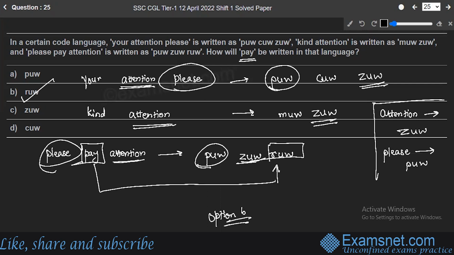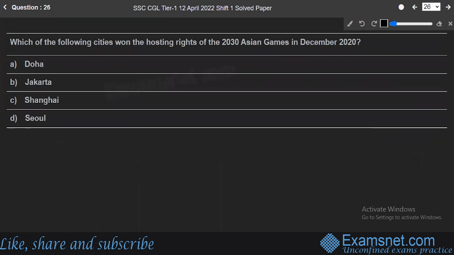Hope you are clear. Next, question number 26. Which of the following cities won the hosting rights of 2030 Asian Games in December 2020? Is it Doha? Is it Jakarta? Is it Shanghai or Seoul? Which is the correct answer to the question? See, the correct answer to the question is option A, Doha.